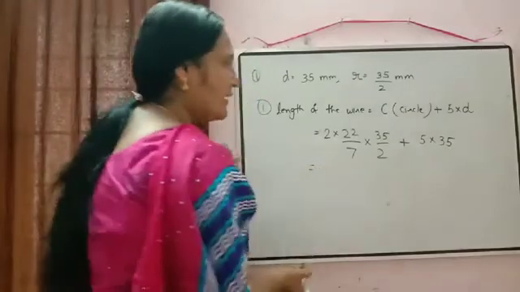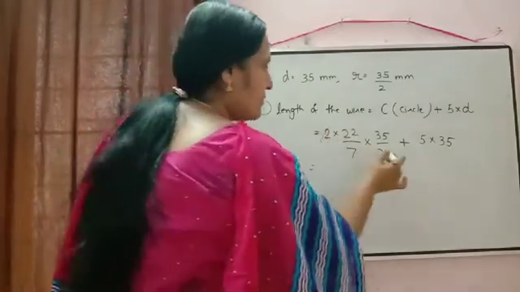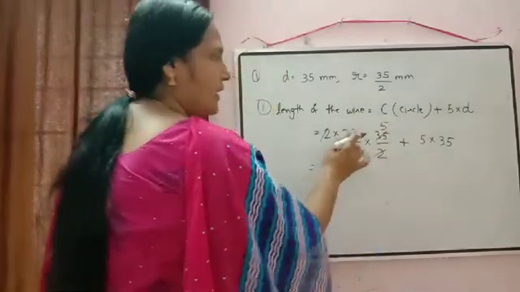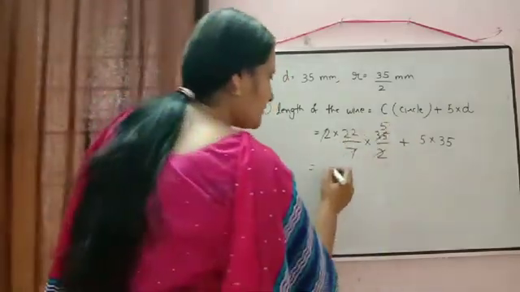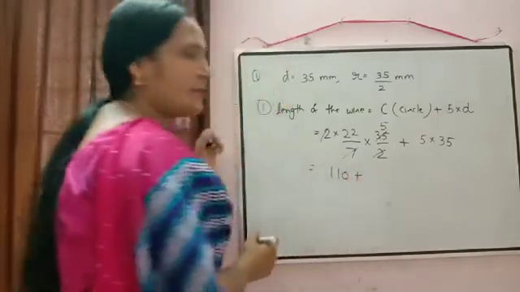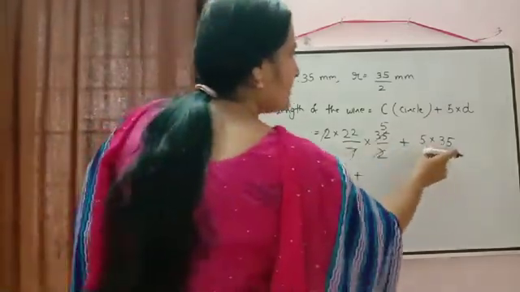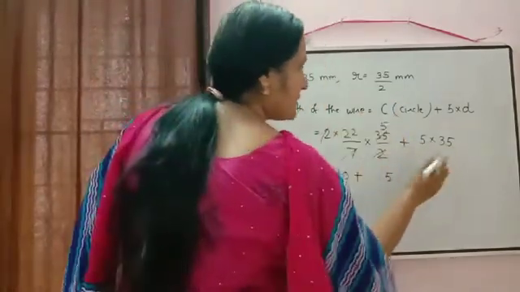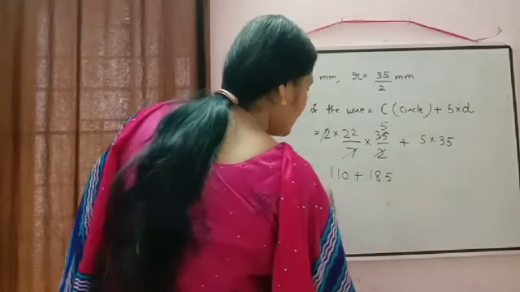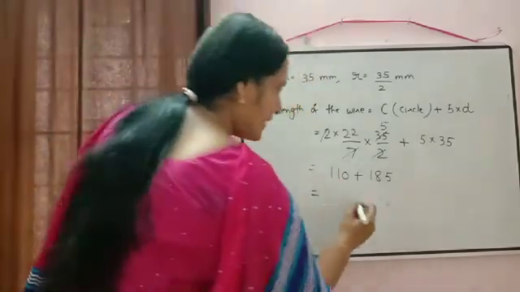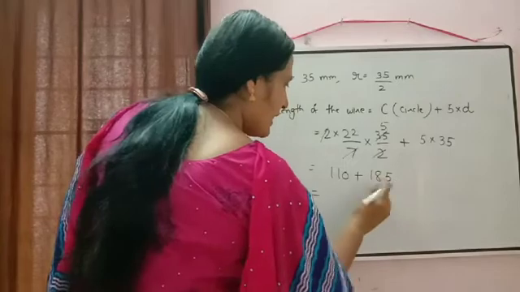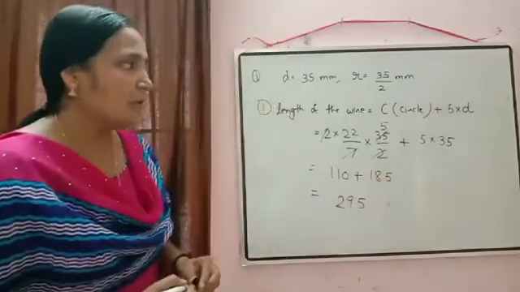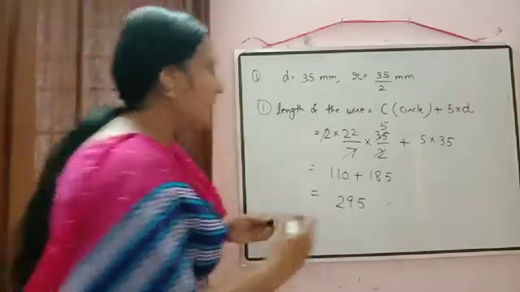Now we can simplify it. Just do the cancellation. 2 and 2 will get cancelled here. 7 5s are 35. 22 into 5 will be equal to 110. Now remaining we can multiply here. 5 5s are 25. Carry over 2. 5 3s are 15 plus 2, 17. 175 will come. Then here it will be equal to 285 millimeter. Length of the wire used.